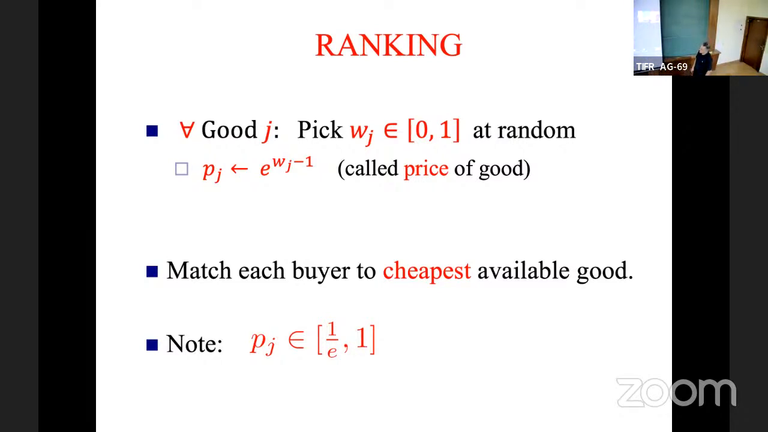So now what happens? As soon as the buyer comes, she looks at all the prices and picks the cheapest one. And this is the same as the previous algorithm ranking, because with probability 1, all the prices will be different. And so if you sort the goods by prices, you get a random order, obviously, right? So it's the same as ranking. And why are these called prices? Because think of it as if the buyer gets a utility of 1 from the good that she likes, but she really has to pay this price. So the net utility she gets is 1 minus the price that she paid. Let's think of it like that.